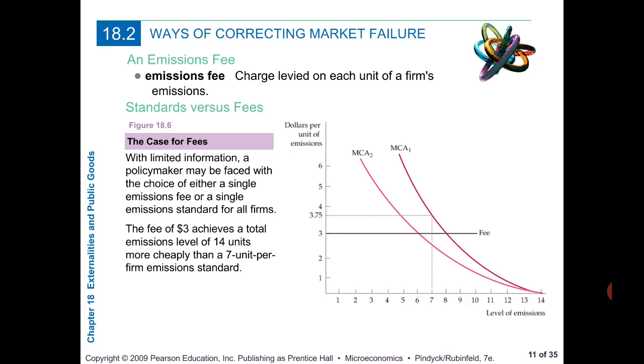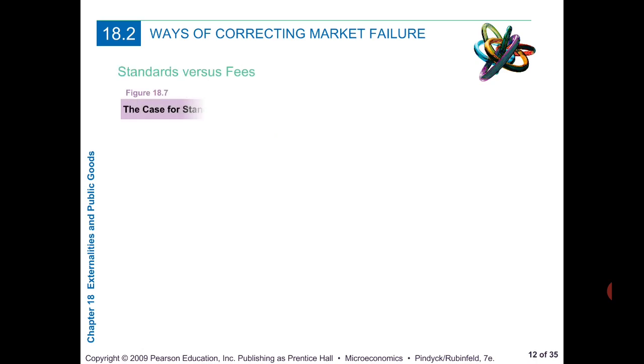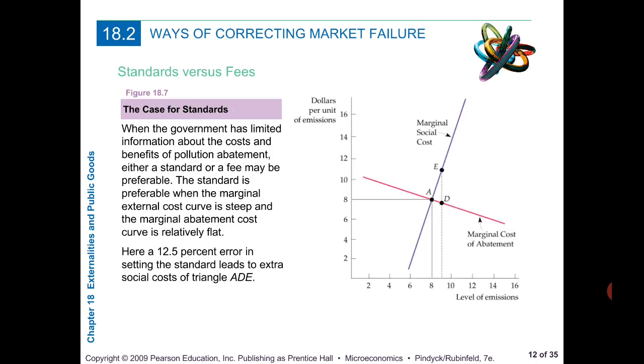So the choice of the government in imposing a fee also, they have two choices. They can charge a single emission fee or a single emission standard for all firms. In different circumstances, imposing a fee is much cheaper than imposing a standard. Okay, so you will see the discussion. It's very simple. It's a discussion of why standards are better in some cases, or why fees are better in some cases.